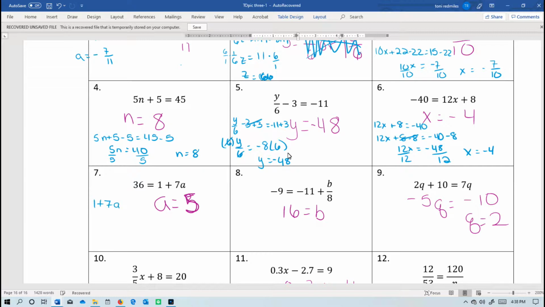1 is being added to both sides, so I need to subtract it. It's also positive, whichever way you want to look at it. So 1 minus 1 plus 7a equals 36 minus 1. 7a equals 35. The 7 is multiplying, so I'm going to divide it out. A equals 5.